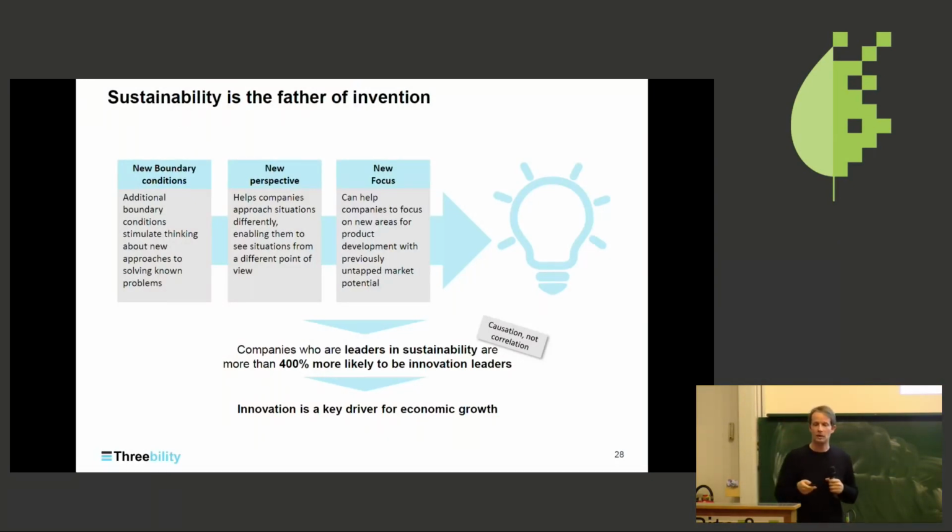Why? Often sustainability is a boundary condition, so it's a constraint. What does a boundary condition do? It forces you to focus and look at a problem from a new angle. And there's an actual causation between companies who are implementing methods like those and how innovative they are. It's not just a correlation, there's studies confirming that.